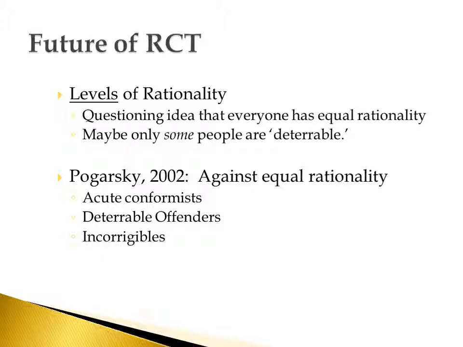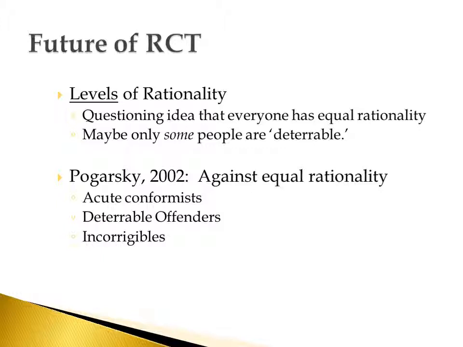The third group there, the incorrigibles, are just the opposite of acute conformists. And for him, these are people who, regardless of the consequences, regardless of the threat or possibility of punishment, are always going to commit crime if it gets them what they want. In this way, any way that you alter the situational factors or the certainty and severity of punishment aren't really going to impact these people because they don't pay attention to those things. They're more interested in getting what they want, however they want to get it.